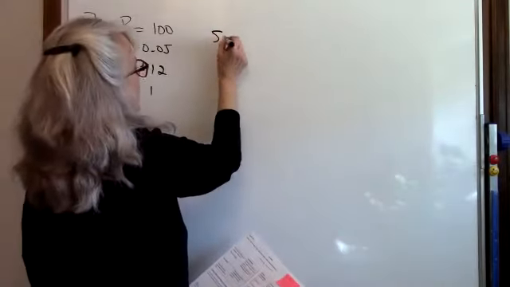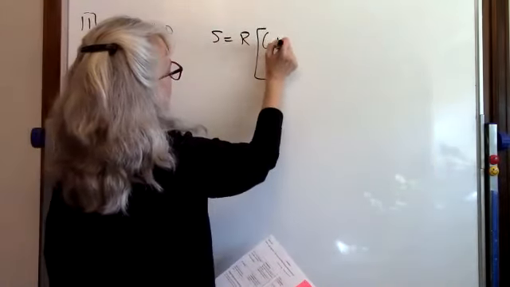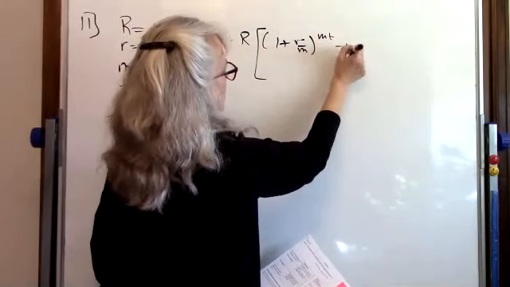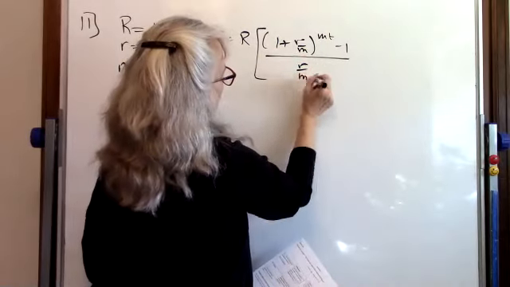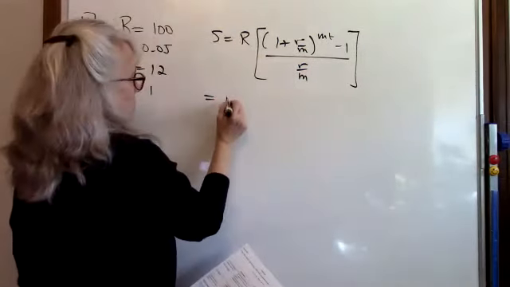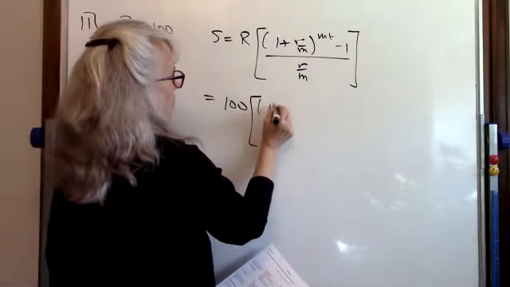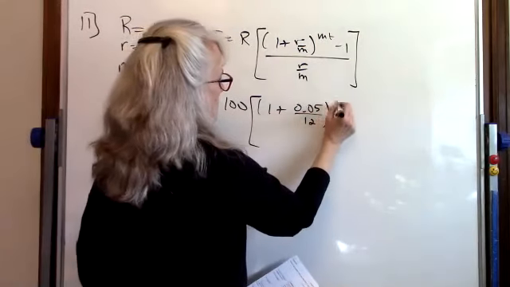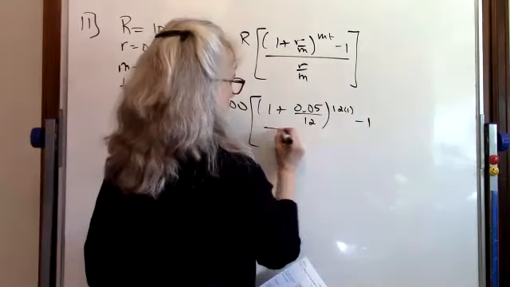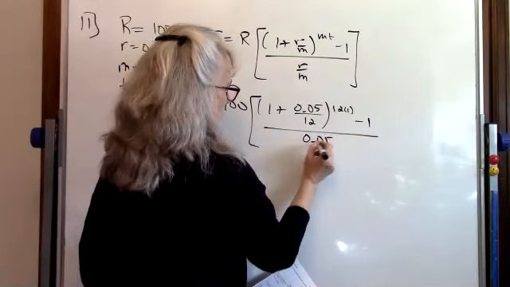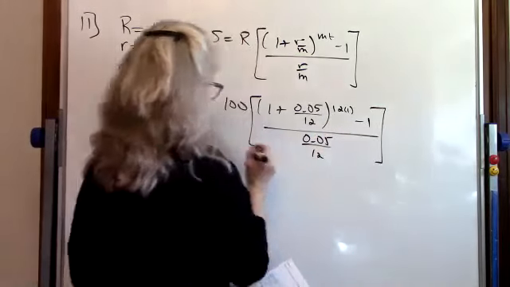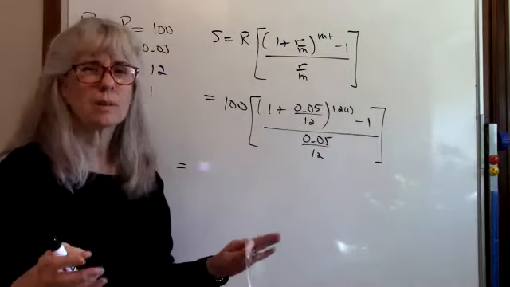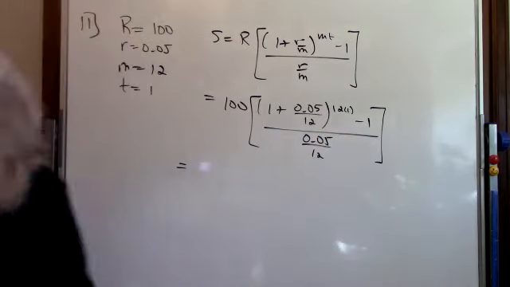So again, our formula is S is equal to R times the bracket: 1 plus r over m to the mt minus 1, all over r over m. So that would be equal to 100 times 1 plus 0.05 divided by 12 to the 12 times 1 minus 1, all over 0.05 divided by 12. Okay, so there's our formula. This one you can actually run straight through on the calculator, but some of the other ones are a little uglier to do that with. So we're going to take it in baby steps.